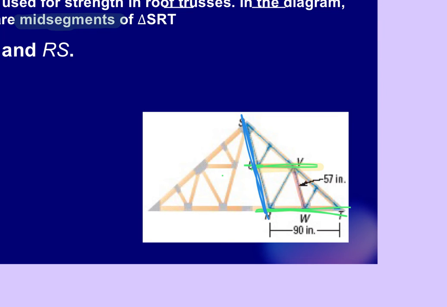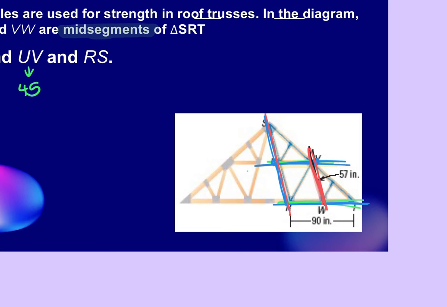Because UV is the mid-segment, right? So it's parallel to the side it's not intersecting. It intersects at U and it intersects at V. So it's parallel to the side it doesn't intersect. Which means VW, right, is going to be parallel to RS. And this time, I'm trying to find RS, which is the longer one, which means I take the 57, good, and double it.